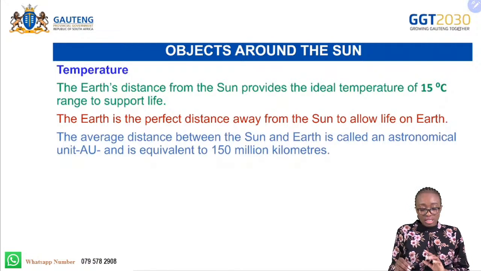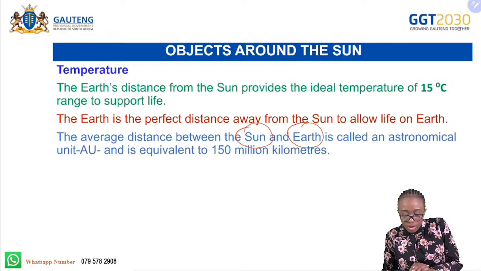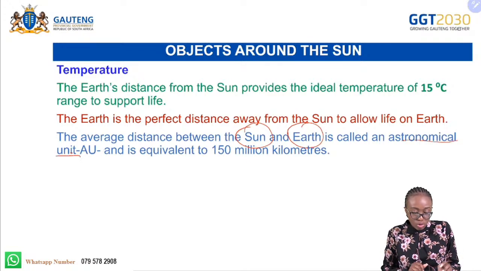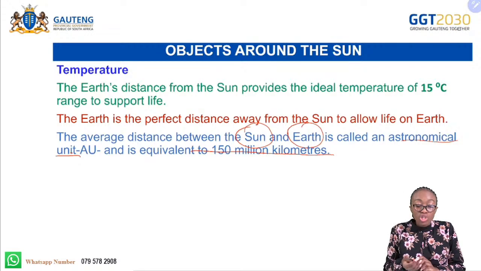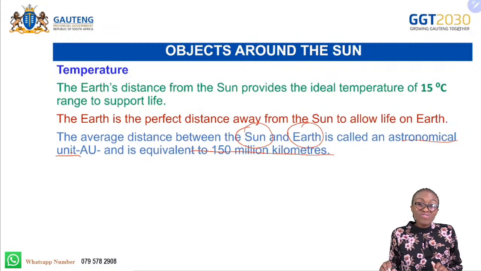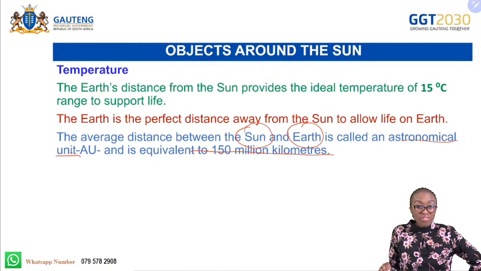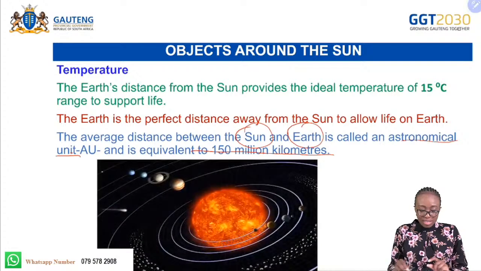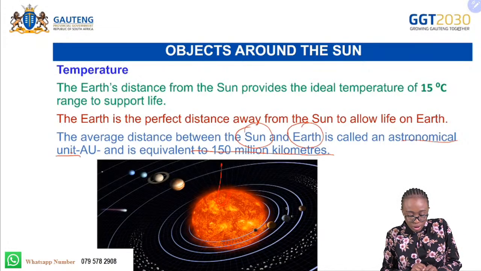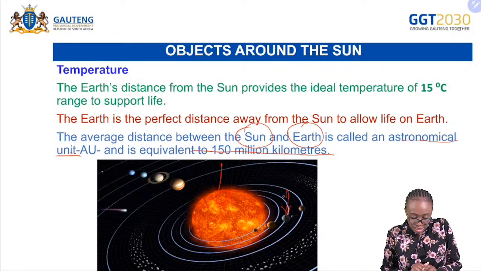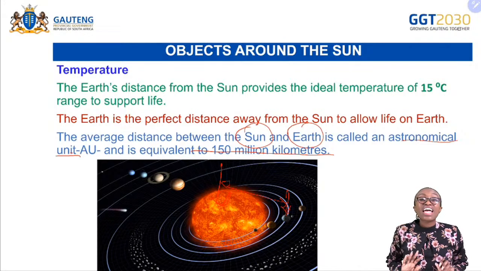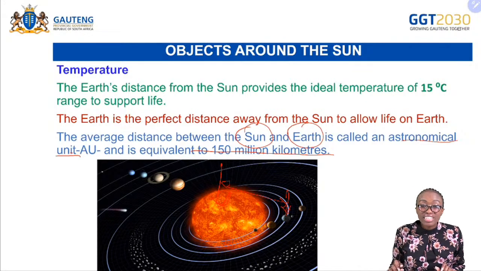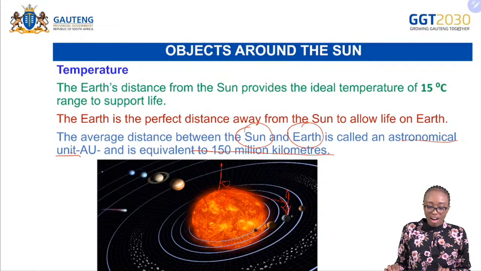The average distance between the sun and the Earth is called the astronomical unit, or AU, and it is equivalent to 150 million kilometers. That's how far we are from the sun. But do you ever feel how hot it gets in the summer? So this is the sun, and this is us. The distance between the sun and us is 150 million kilometers.